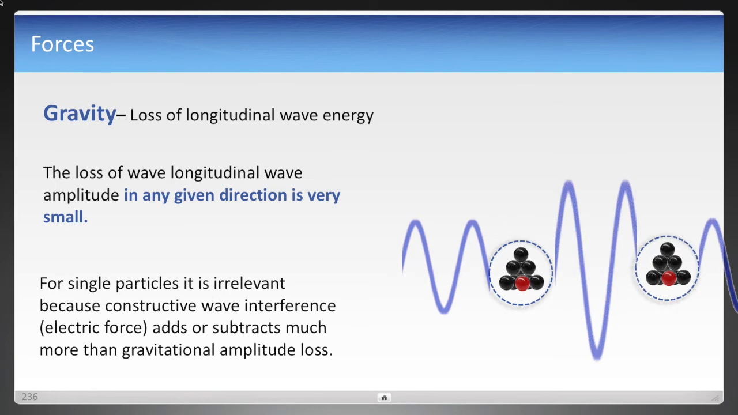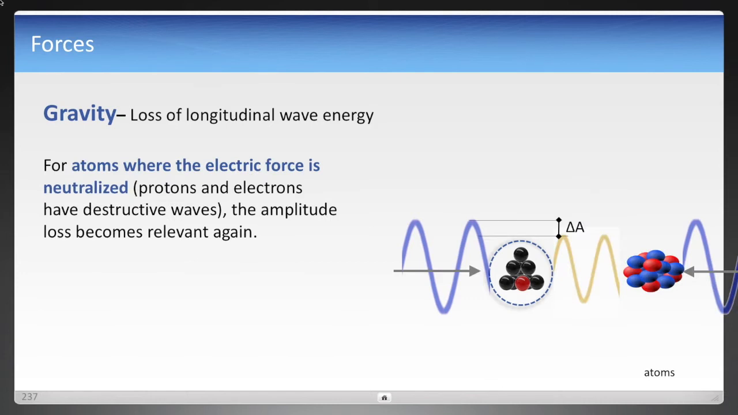Now, that amplitude loss is irrelevant because for two particles, with constructive wave interference, the electric force adds or subtracts so much more than that tiny little gravitational amplitude loss. So two particles, like electrons, will always repel. But for an atom, it's different. An atom contains a proton and electron that have destructive waves, right? So they've been neutralized. And so now the amplitude loss becomes relevant again. But it's still incredibly tiny, right? It's really not going to do that much. It will be attracted, but it's incredibly small.